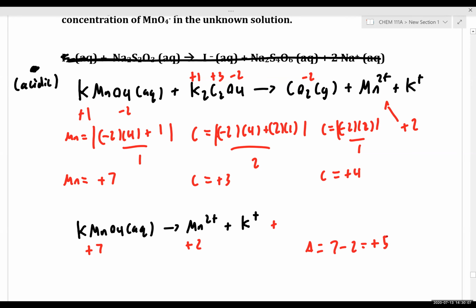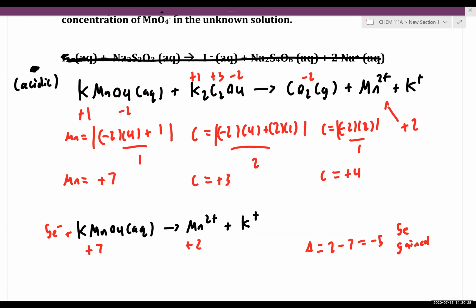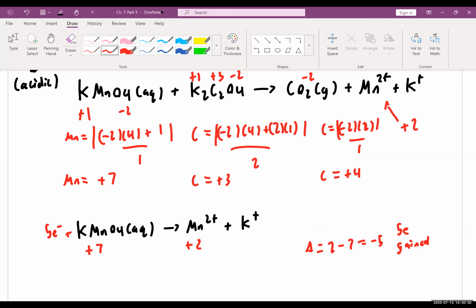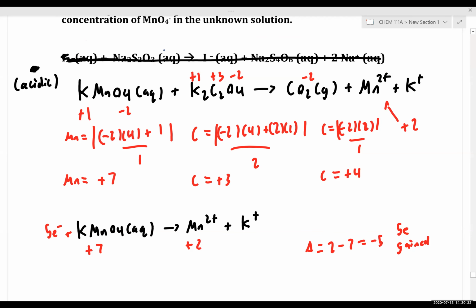I always get ahead of myself here. A better way to write this would be final minus initial: 2 minus 7 gives us -5. That tells us we have 5 electrons gained. Now this equation isn't actually balanced as written. We have 4 oxygens on the left, so we need to add 4 waters to get 4 oxygens on the right.